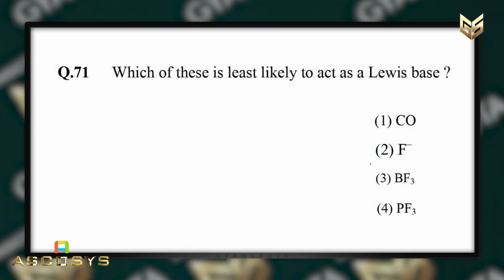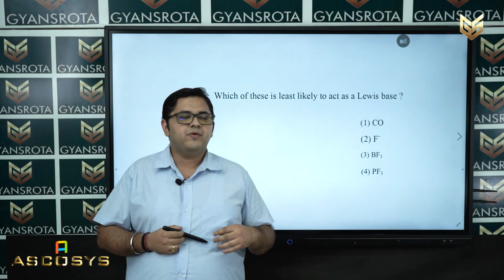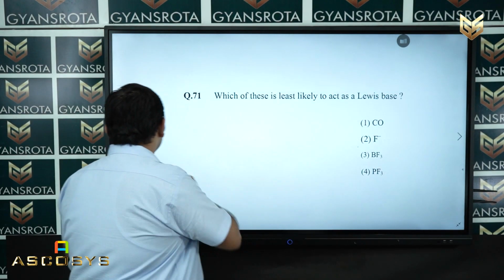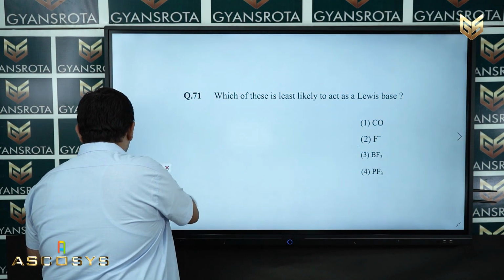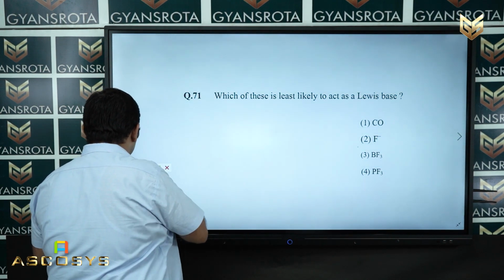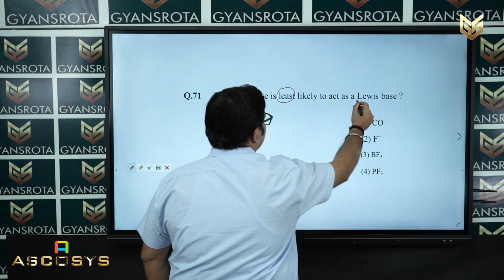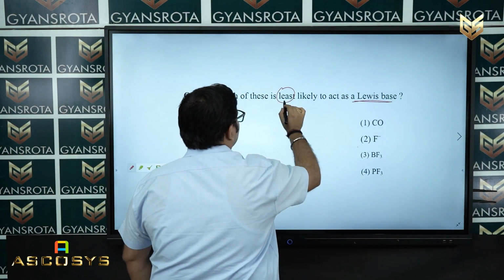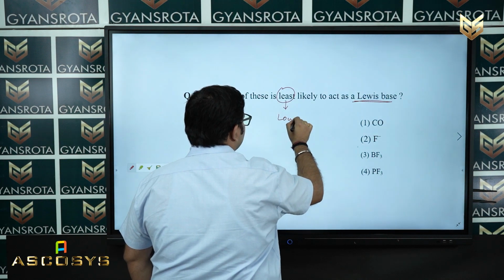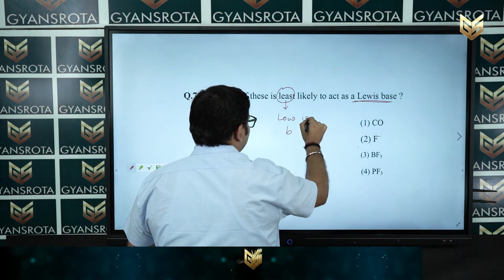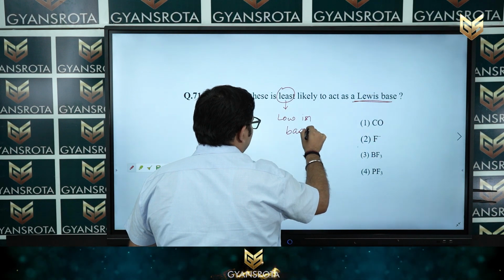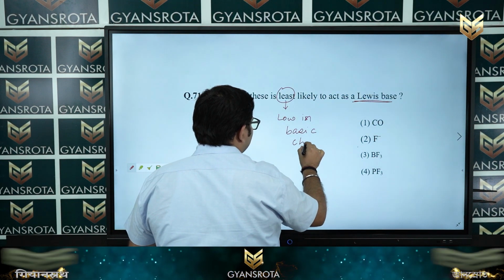Question number 71 is on your screen. Which of these is least likely to act as a Lewis base? Now we are moving to the solution part. See, they asked about the least basic, least Lewis base, which is low in basic character. I am writing here in the easiest way, low in basic character.